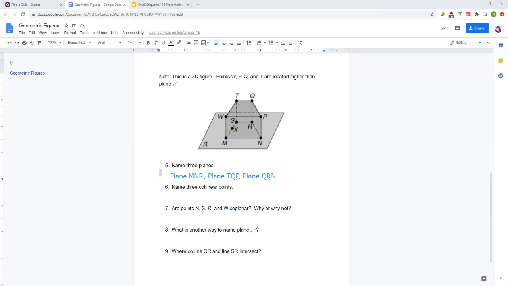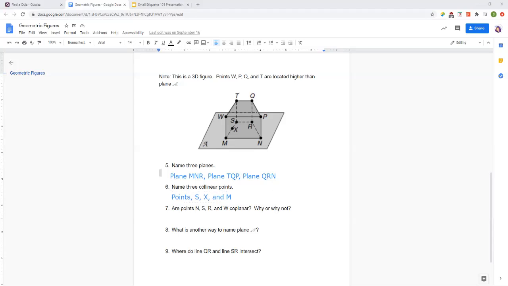Name 3 collinear points. Okay, so this segment only has 2 points. That one has 2, 2. The only place we really see 3 points in a row is here, where there's an X right in the middle of 2 other points. I don't see anywhere else that there's 3 points that make up a straight line. So our only option here is points S, X, and M.